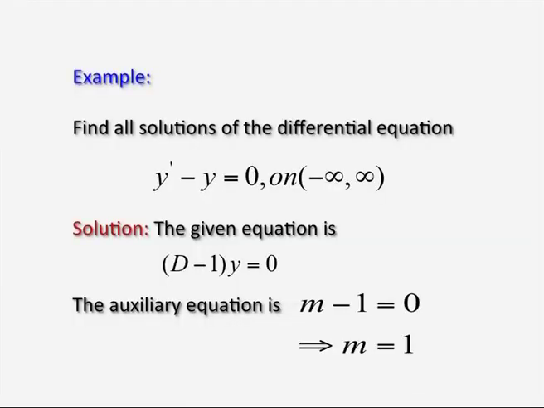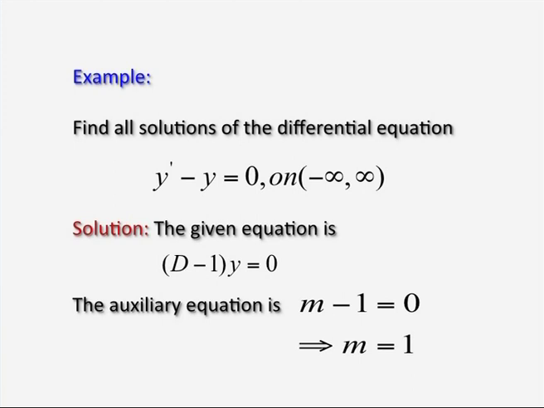Now I will give an example. Find all solutions of the differential equation y dash minus y is equal to 0 on minus infinity to infinity. The given equation can be written as D minus 1 into y is equal to 0. Here capital D is the differential operator and dy by dx is denoted by capital D of y.